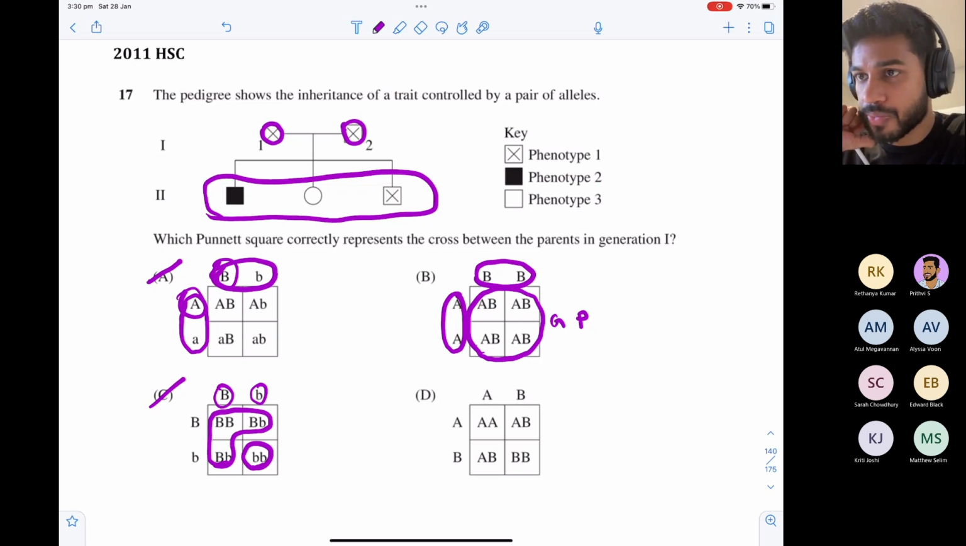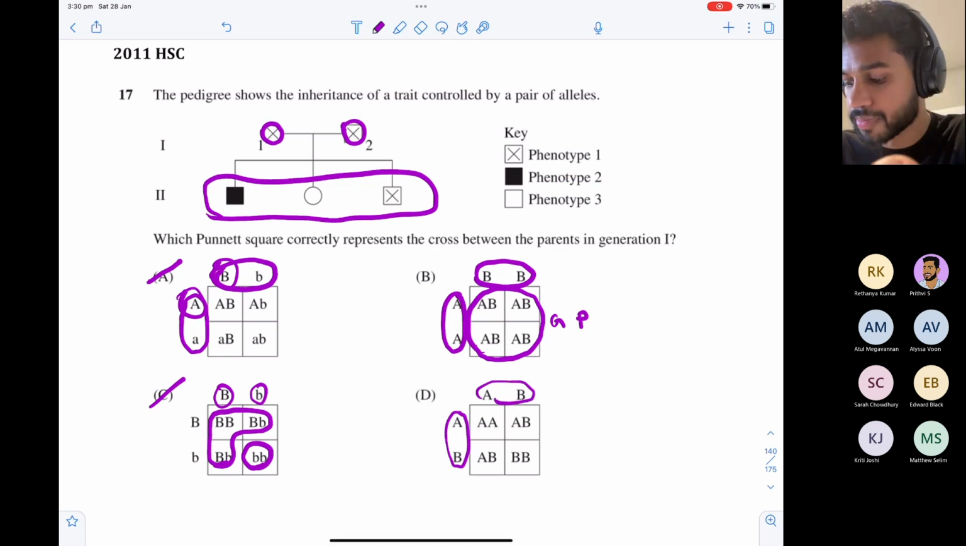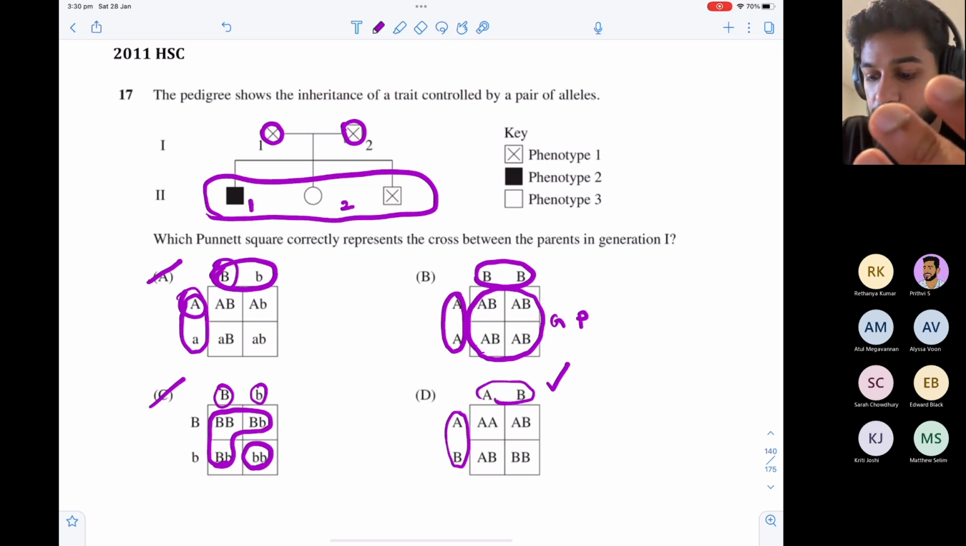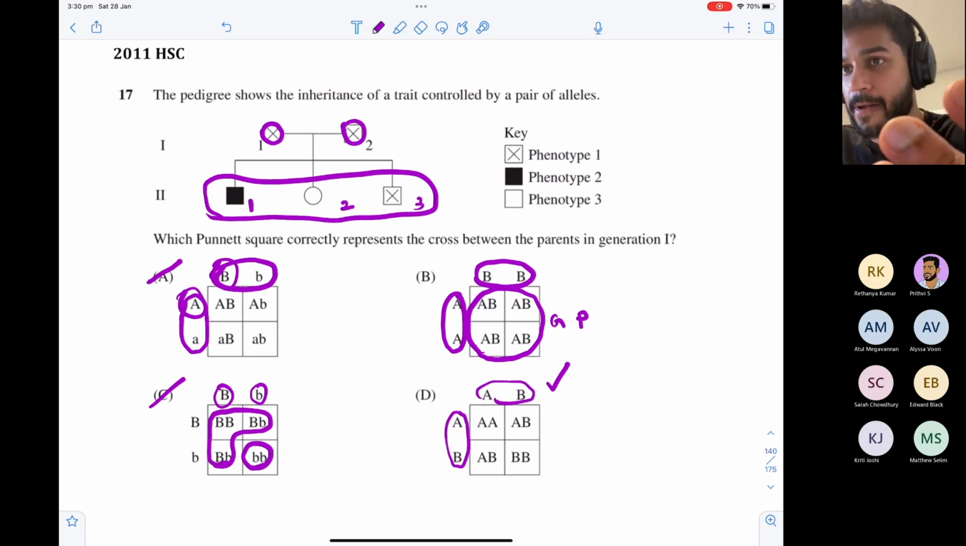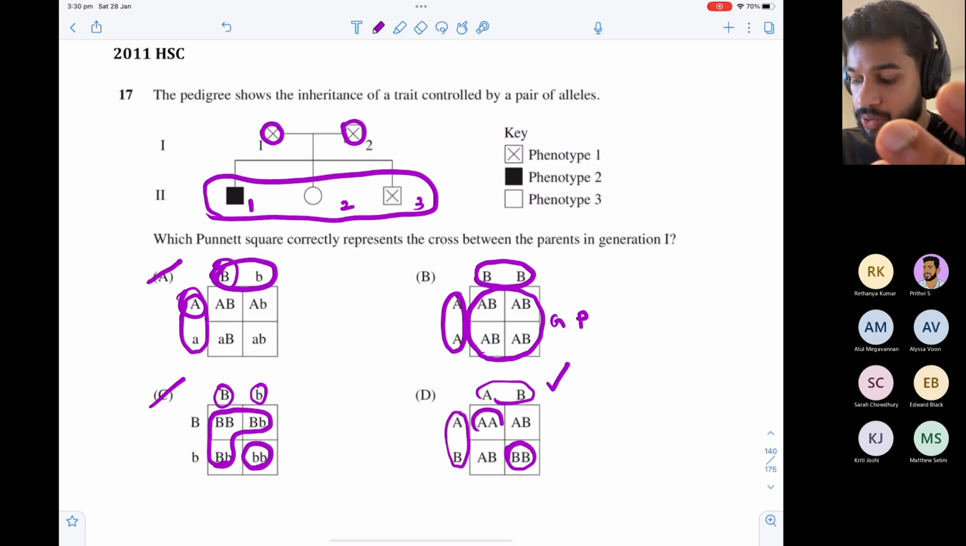So what I'm looking for is a Punnett square where both parents have the exact same phenotype. So I look at D, they have the same genotypes, they must have the same phenotype. Tick. And I'm looking for offspring where there are 3 different phenotype combinations. Phenotype 1, phenotype 2, and phenotype 3. Okay, and AB in our case would be the roan cow.